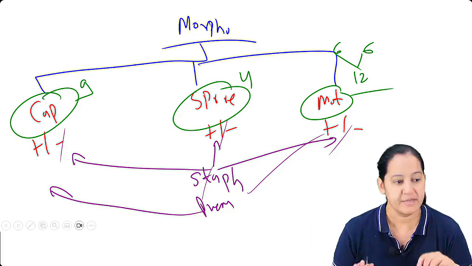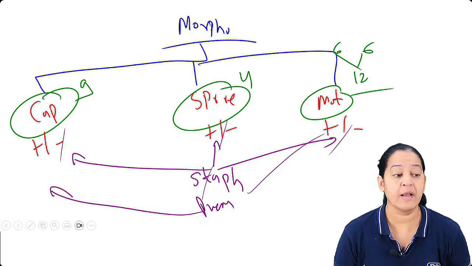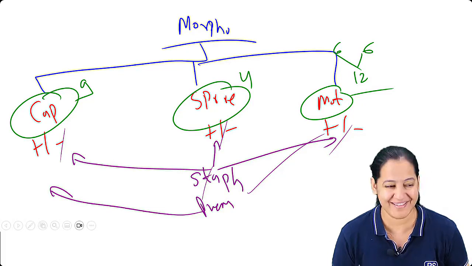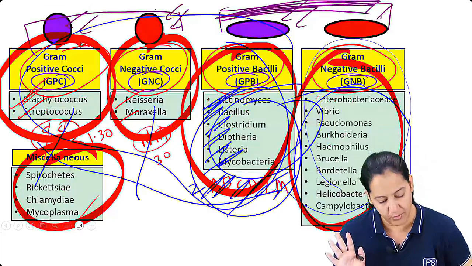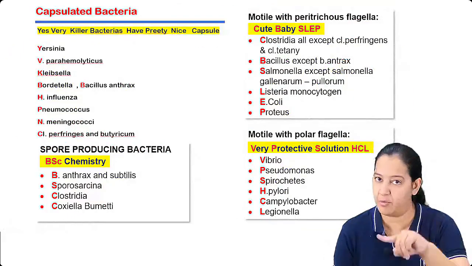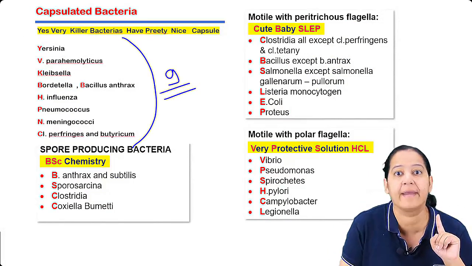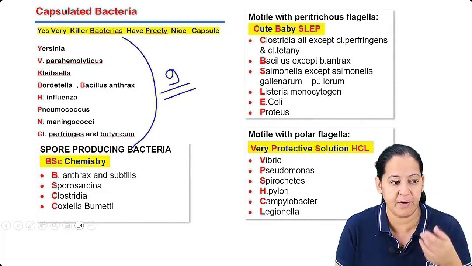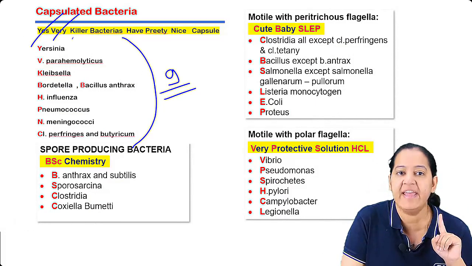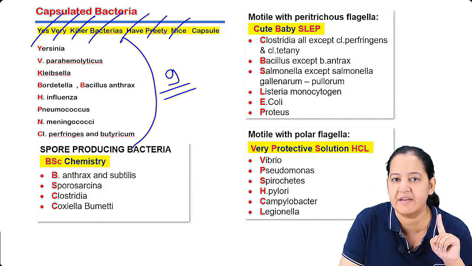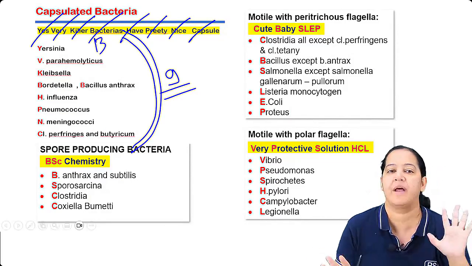I want you to learn the 3 mnemonics. Yesterday I taught you the 3 mnemonics. Were you people present in class yesterday? If you were there, you may know what I'm talking about. There are only 9 bacteria. We will revise the mnemonic and move on. Only 9 bacteria have a capsule. Say the names of the 9. What is the mnemonic? Yes: Very Killer Bacteria Have Pretty Nice Capsule. You can count, they are 9 in number.